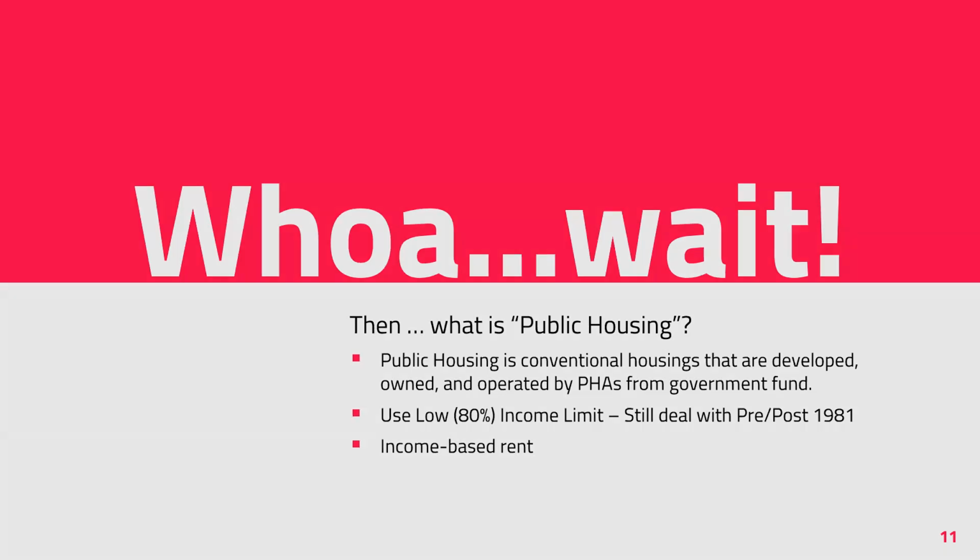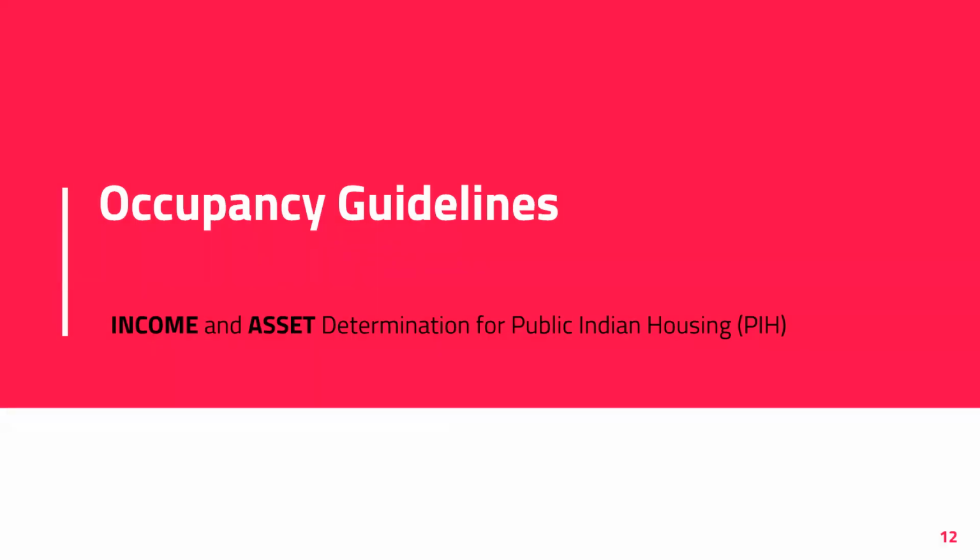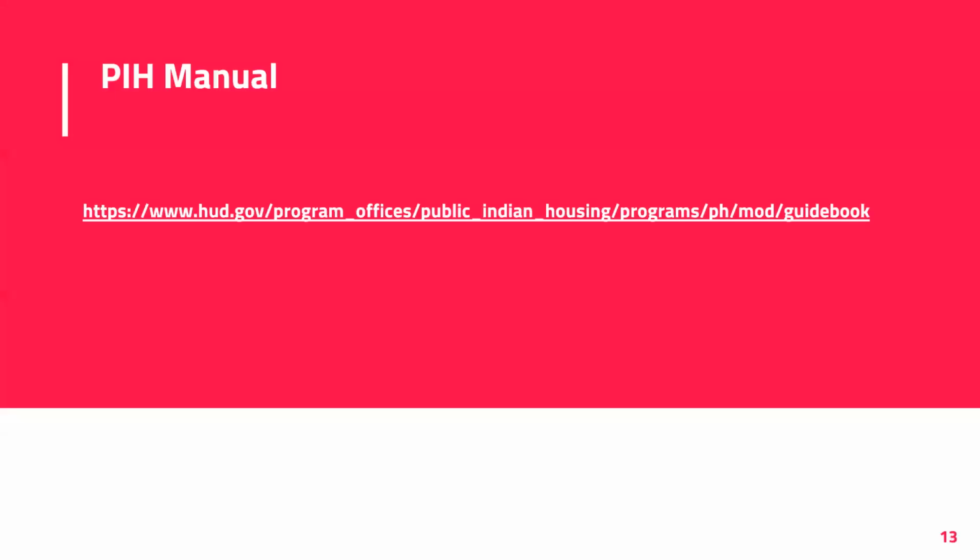All right, let's move on then. Let's talk about the occupancy guidelines. So we're going to talk about the income and asset determination. As I mentioned, PIH has a manual. This is a link. You guys will get a copy of the slides, and I will also make sure to share the recording.